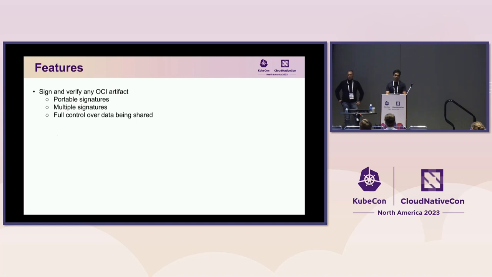You have full control over the data being shared. What we mean by this is signatures and attestations are stored in the registry alongside the images, and they have the same privacy level as your images. This is especially important for attestations because they can contain confidential data like the identities or infrastructure or toolchain that you use to build your images.